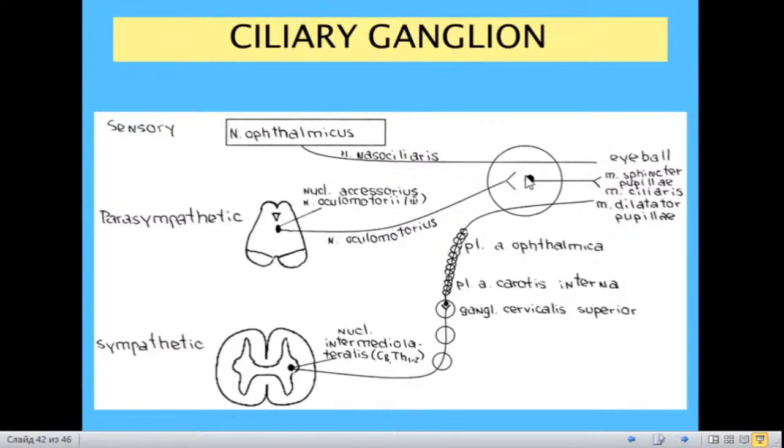As you can see, this ganglion is parasympathetic because parasympathetic fibers interrupt in it. But macroscopically, this ganglion is fused with sensory nerves from the trigeminal nerve, and postganglionic sympathetic fibers pass through the ganglion. So, the ciliary ganglion gets a sensory component from nervus nasociliaris, which is a branch of nervus ophthalmicus, which is the first division of the trigeminal nerve.